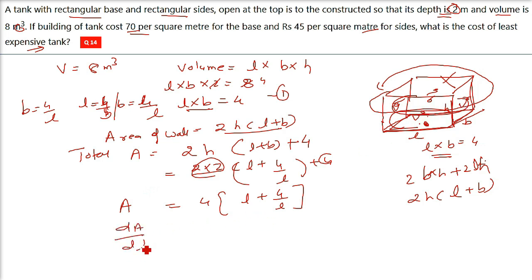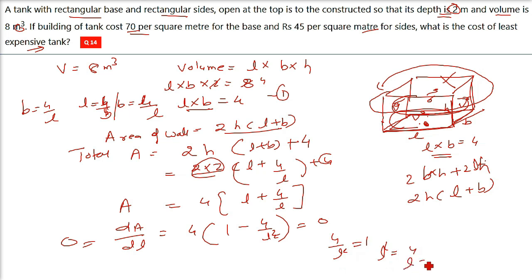dA by dL. Because we need only one variable on the right hand side, I'm differentiating with respect to L. L differentiation and 4 by L you already know. Equate it to 0 so that we get certain points which we discussed as the critical points in the previous discussions. We have 4 by L square equal to 1. L square is equal to 4, L will be equal to plus minus 2.